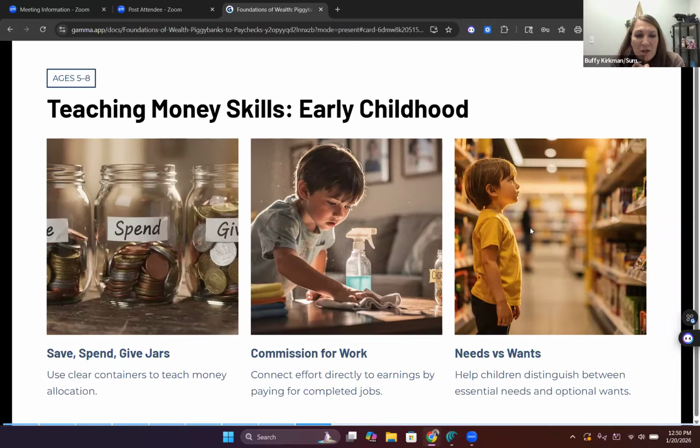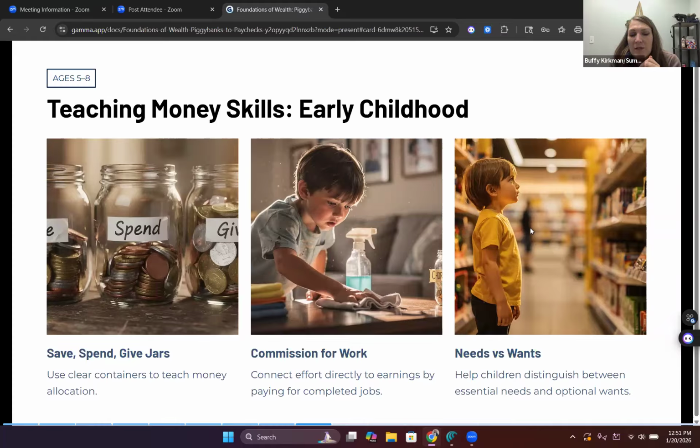Okay, and you want to teach them the 3 main things, right? Combining work equals money, saving, spending, and giving, and then what are needs versus wants. So using something as simple as clear jars to show how much they have in their savings jar, how much they have in their spending jar, how much they have in their giving jar. So maybe instead of a piggy bank, something that's clear that they can actually see that it's growing.